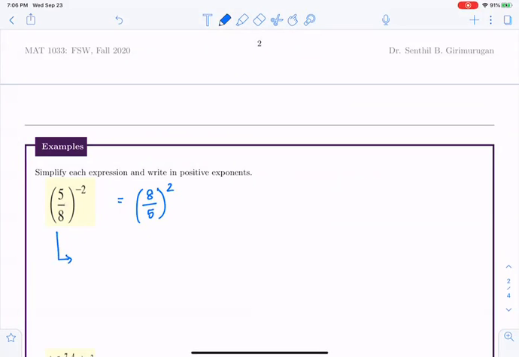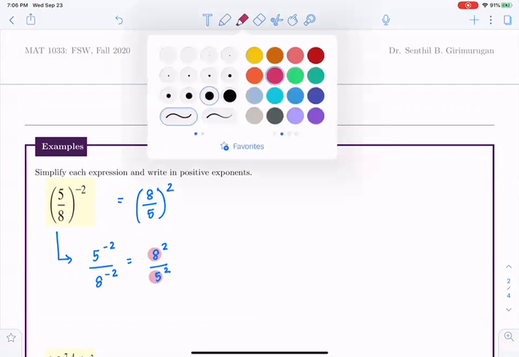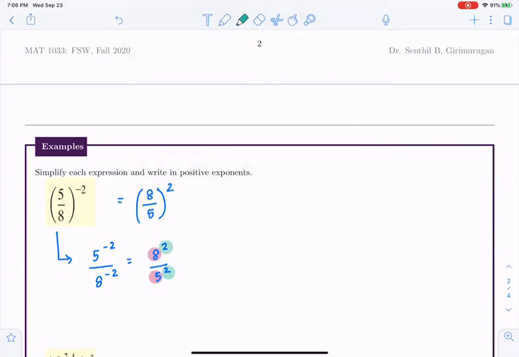So I could write this as 5 raised negative 2 over 8 raised negative 2. So I have to move the numerator to the denominator, denominator to the numerator to get positive exponents. So I have 8 squared over 5 squared. The bases are different, but they have identical powers. So I can write it as 8 over 5 raised 2. Combine the two bases and raise it to the common power 2.